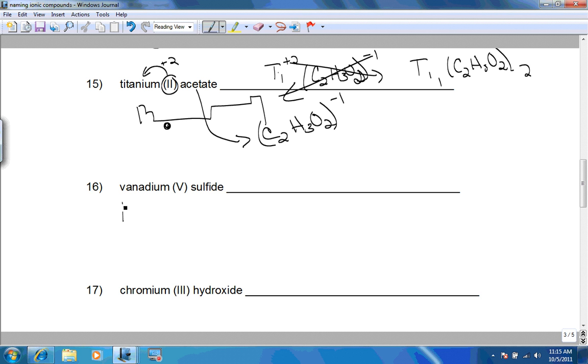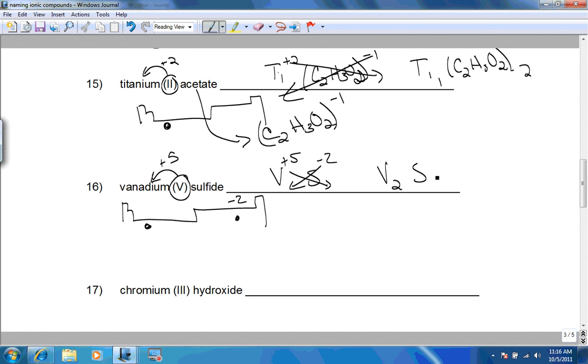Vanadium. When you look at the periodic table, it is right here. You can't determine the charge by looking at the periodic table, which means that's why they give you the Roman numeral, and that's a +5 because the V is 5. Sulfide is sulfur with the charge. It's right here. It's a -2 charge. So V with a +5 and sulfur with a -2. Crisscross, it becomes V2S5.